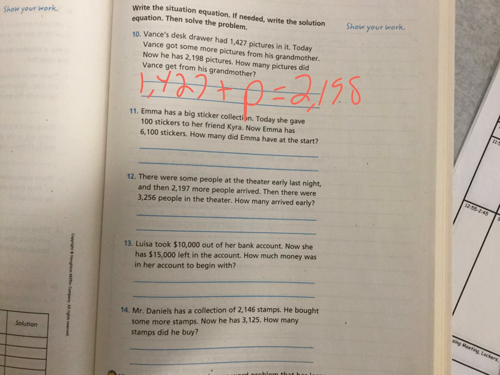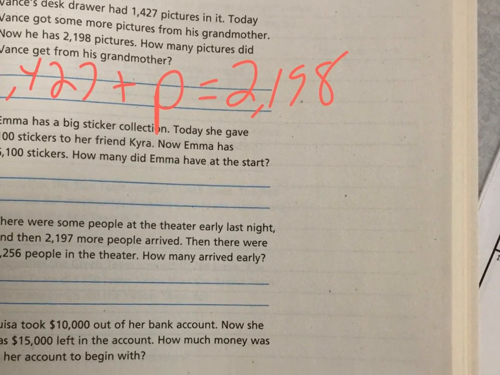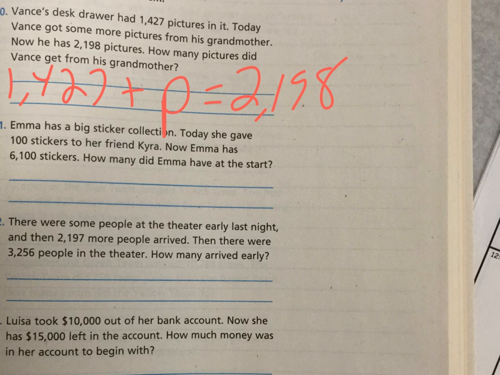of 2,198 pictures. Okay, now off on the side, what I would do is I would show my work, which would end up being my solution equation. Okay, I would take 2,198 minus 1,427 to see how many pictures she got. Now, that is a solution equation. It's not written left to right, but it's still a solution equation. Showing my work is pretty much what I'm doing, just do my solution equation.